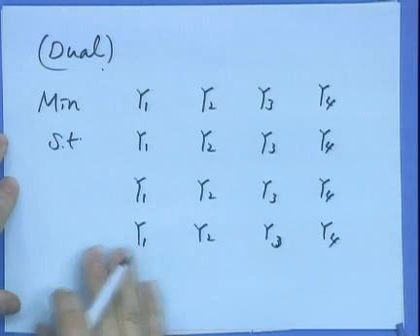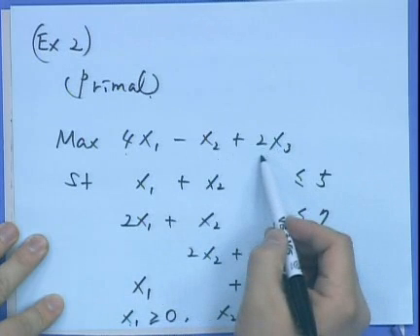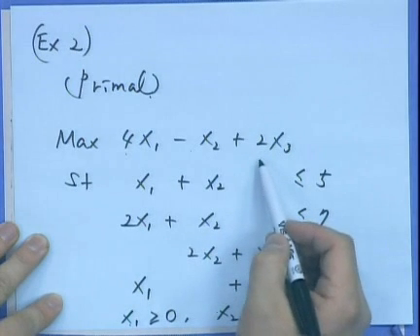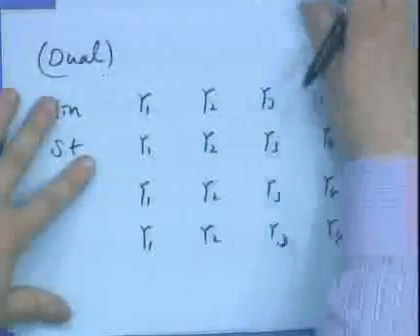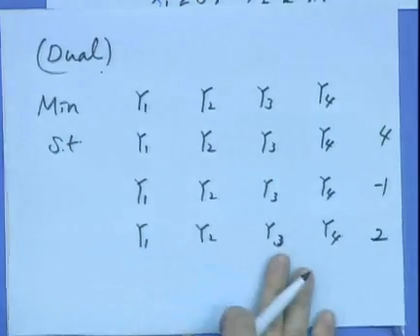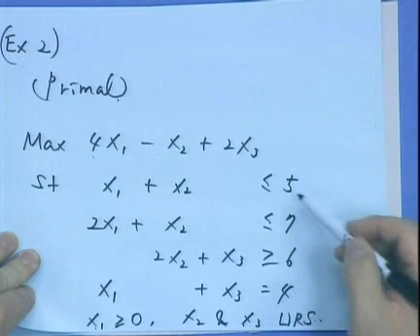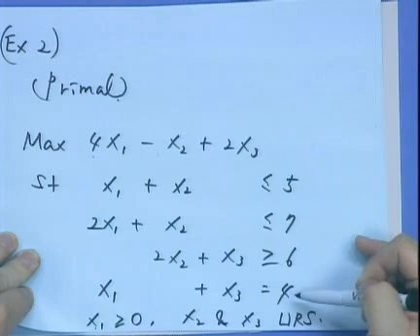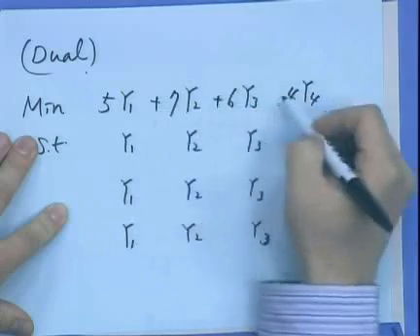And next, in the primal problem, the objective coefficients are 4, -1, and 2. So the right-hand side value in the dual problem becomes the transpose of this, right? So in the dual problem, the right-hand side values become 4, -1, and 2. In the primal problem, we have 5, 7, 6, 4 as the right-hand side values, and the transpose of this becomes the objective coefficient vector in the dual problem. So it becomes 5, 7, 6, 4. Okay?